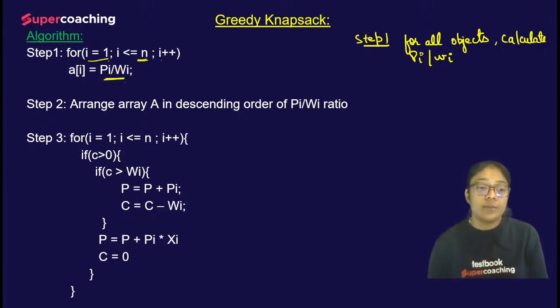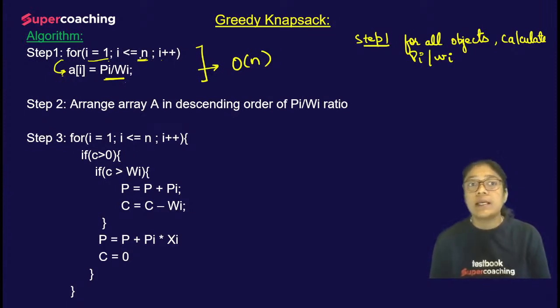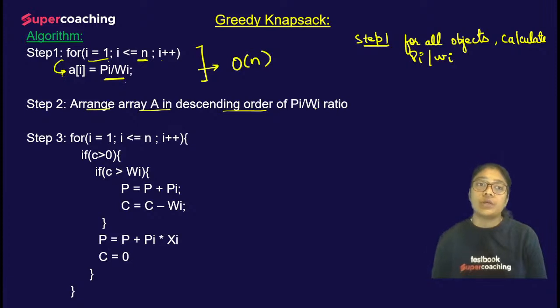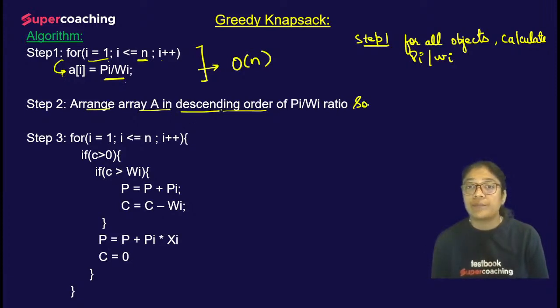So what will be the time complexity for step 1? This is just a for loop. Under the control of the for loop there is one statement. So this is going to take order of n, because this loop will execute from 1 to n times. After that, step 2: we want to arrange all the elements in descending order of profit upon weight ratio. That means somewhere here we are considering sorting.